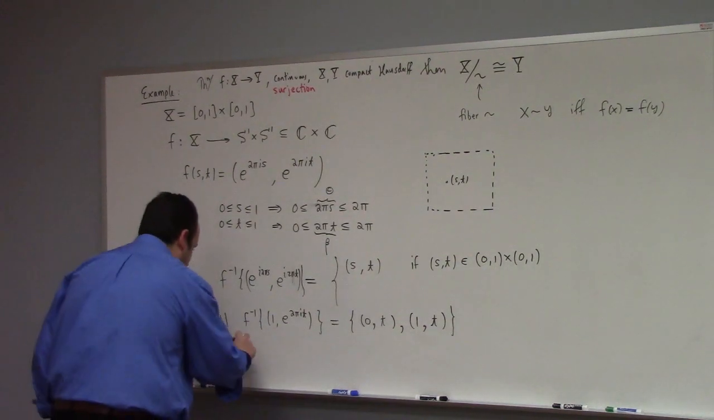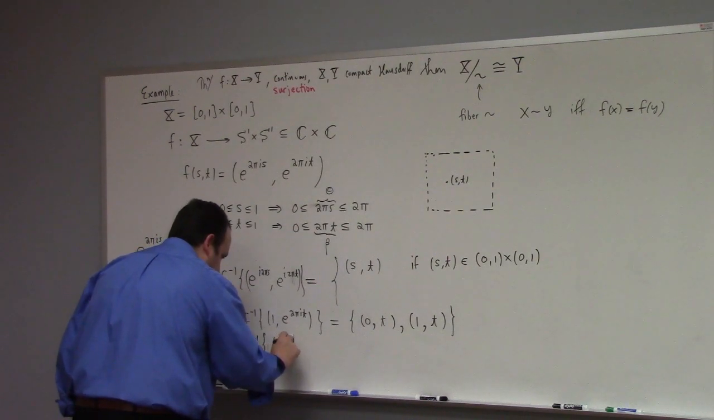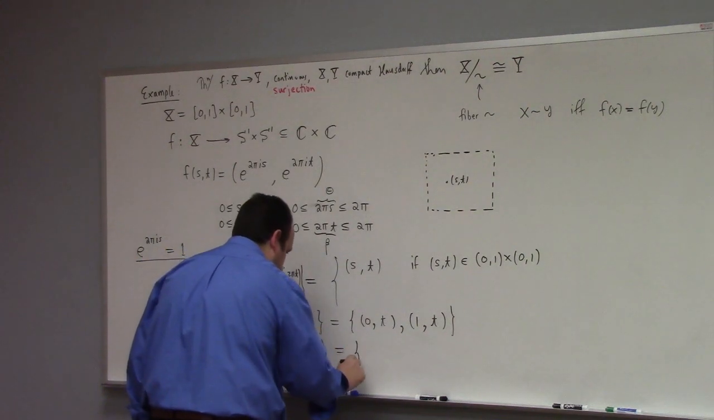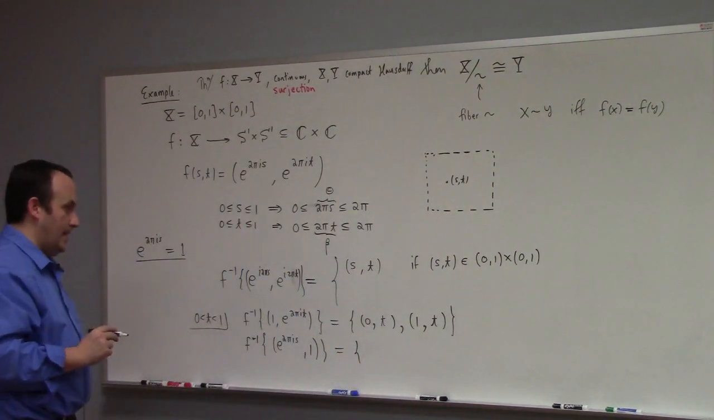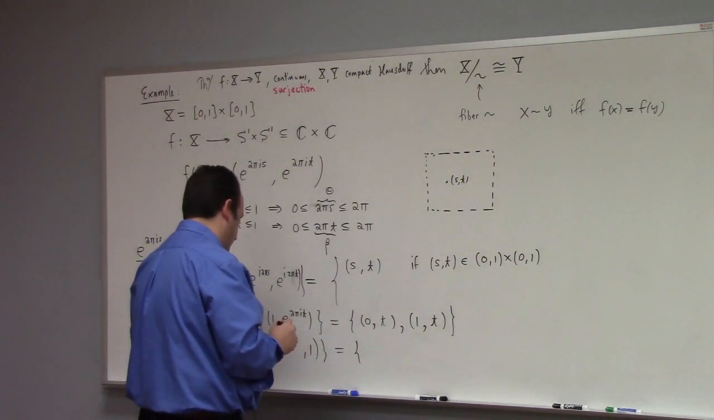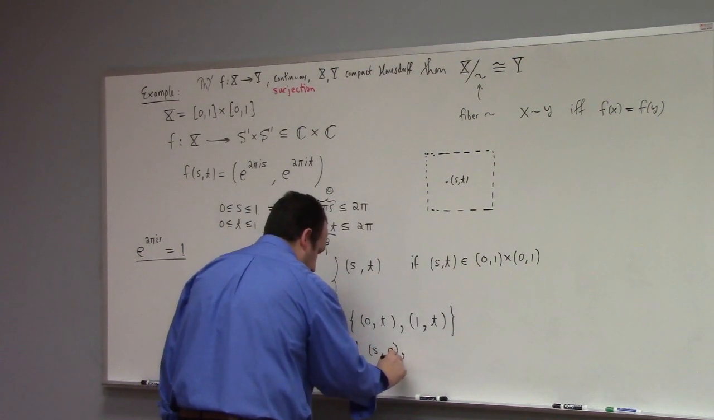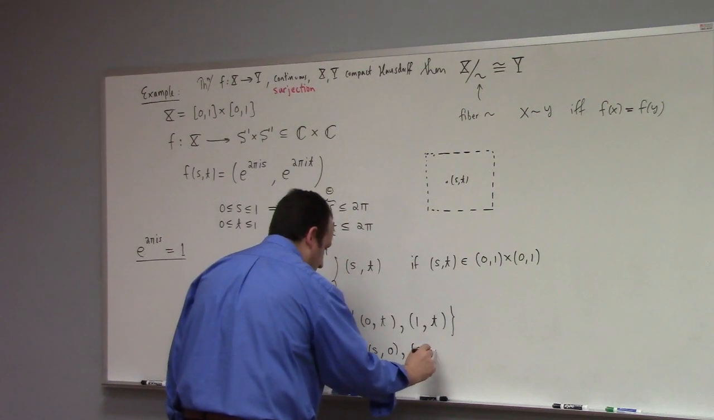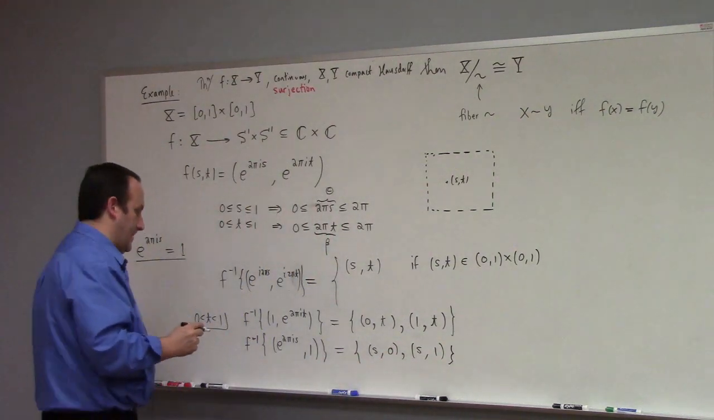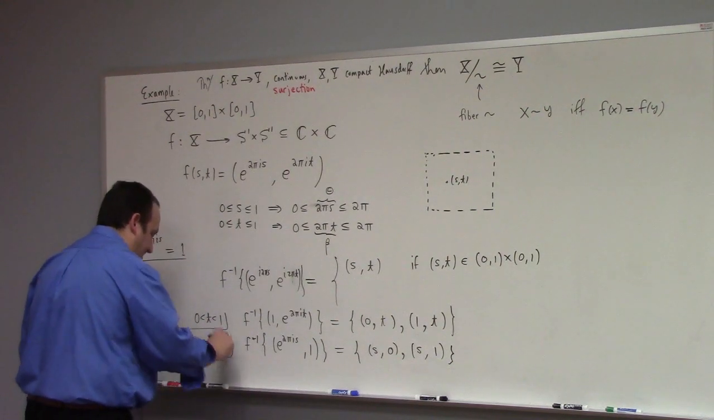Likewise, if you look at the inverse image of, say, e^(2πis) and 1, what does that give us? I think it would give us (s, 0) and also (s, 1). And this is given the condition 0 < s < 1, right?